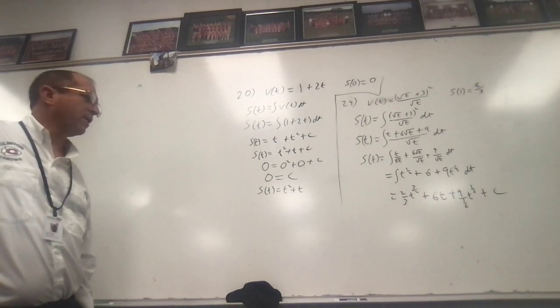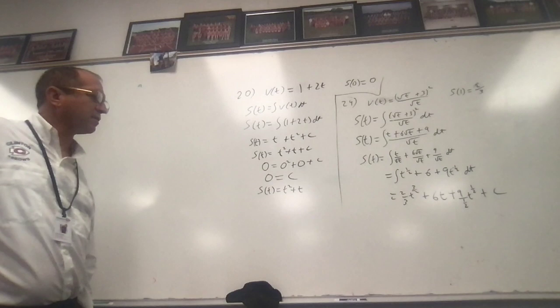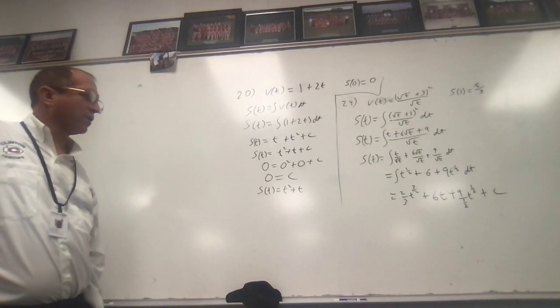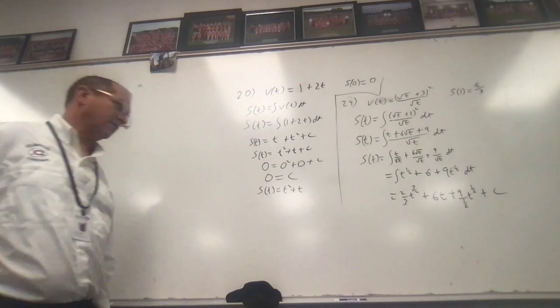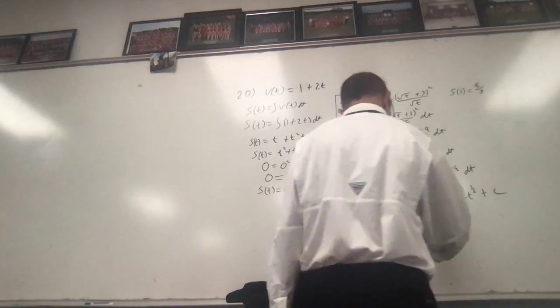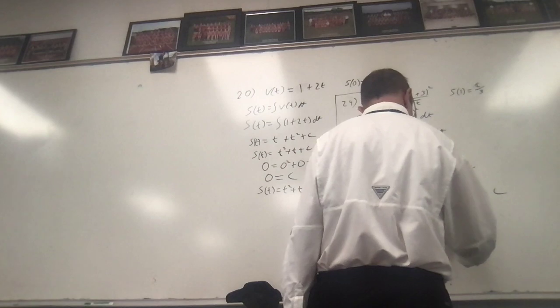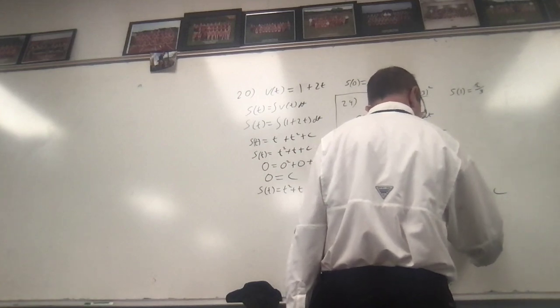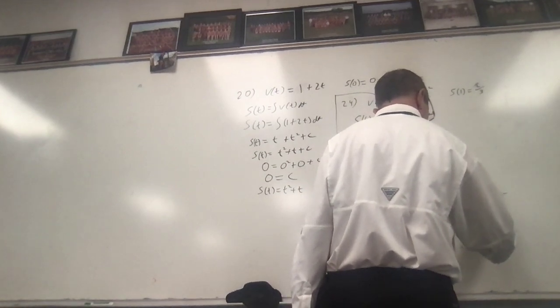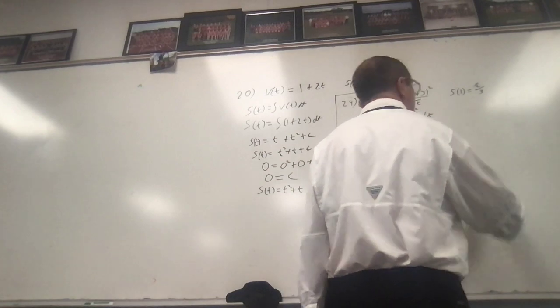All right, so the remaining part of cleaning up is really just that third term there. So 9 over 1/2 would be what? 18. So we end up with 2/3 t to the 3/2 plus 6 times t plus 18 t to the 1/2 power plus c.